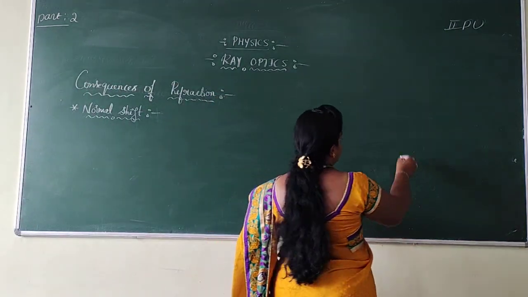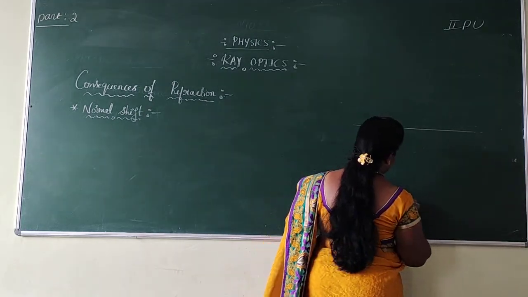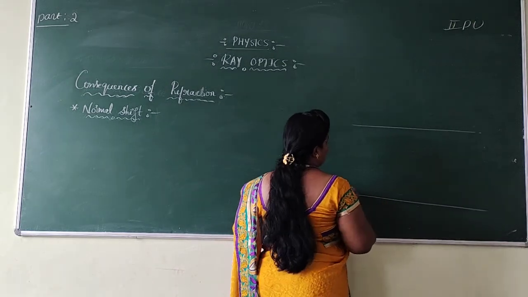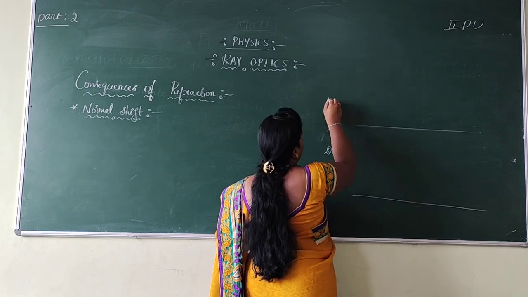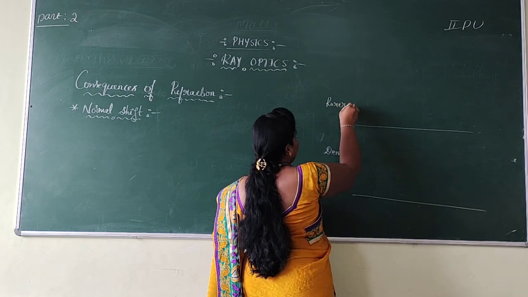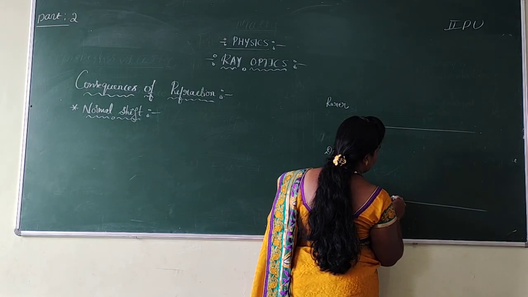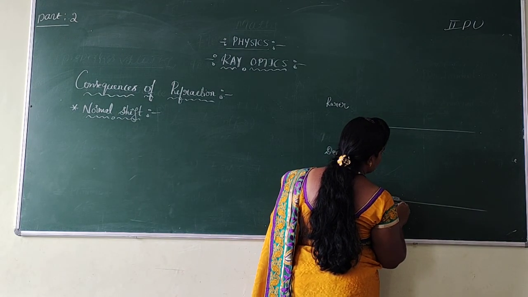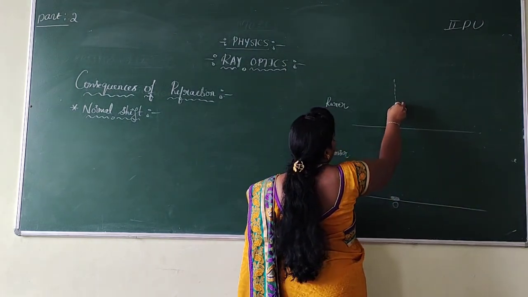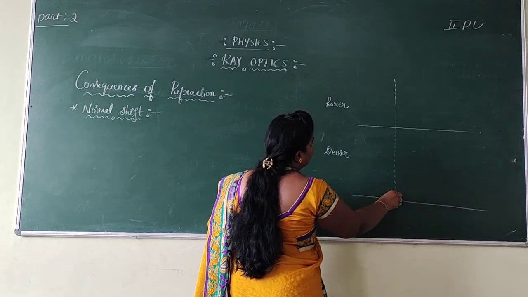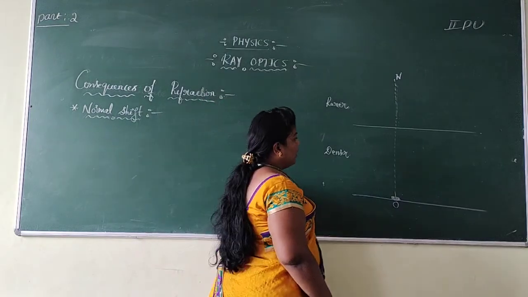For this, I am going to draw two different media here. My dear students, here I am considering this one as a denser medium, whereas this one as a rarer medium. Now here I am going to place an object, or a coin. So the object is here. Let us draw a normal and represent the normal as N.